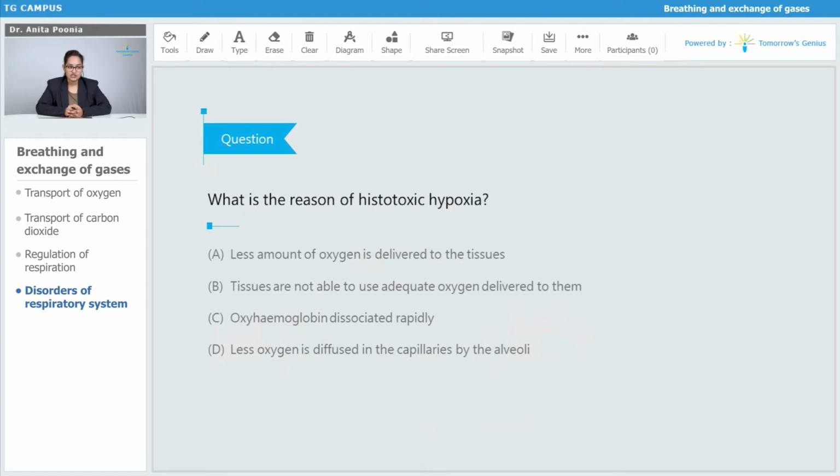Less amount of oxygen is delivered to the tissue. Tissues are not able to use adequate oxygen delivered to them. Oxyhemoglobin dissociated rapidly, or is it less oxygen that is diffused in the capillaries by the alveoli? And the answer is B. Tissues are not able to use the adequate oxygen that is even delivered to them. So that is the reason of histotoxic hypoxia.